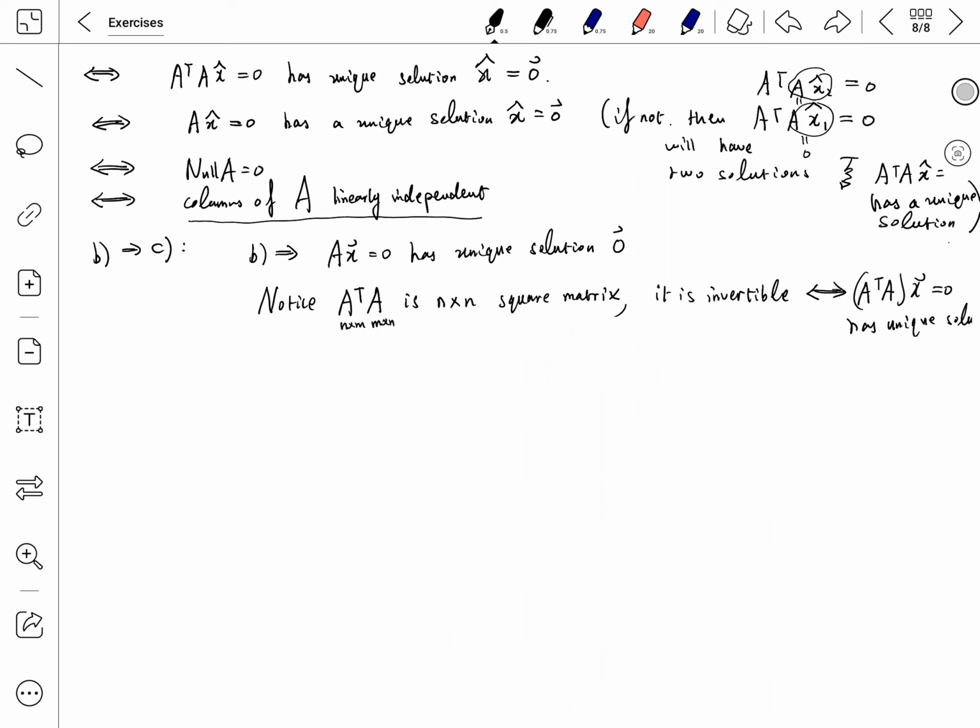But what does it mean? Suppose this is 0, we want to solve it. Let's see. If we could prove it has a unique solution, then we prove it is invertible.